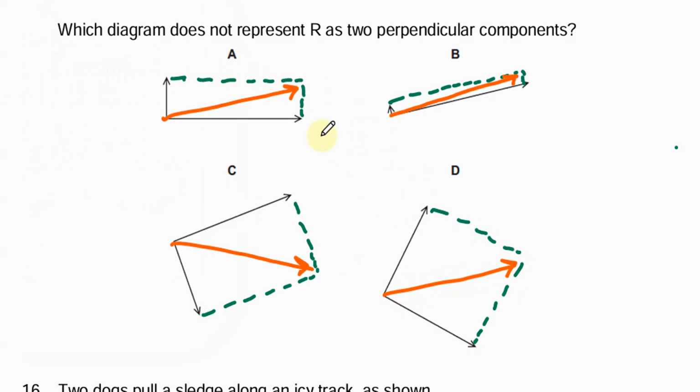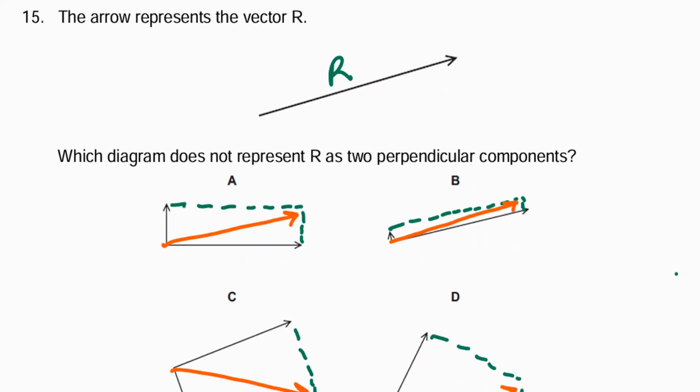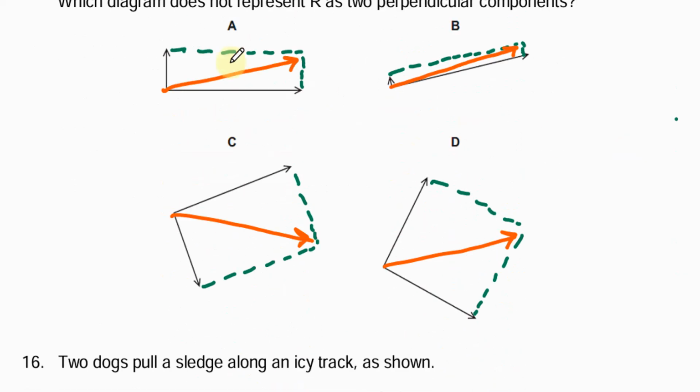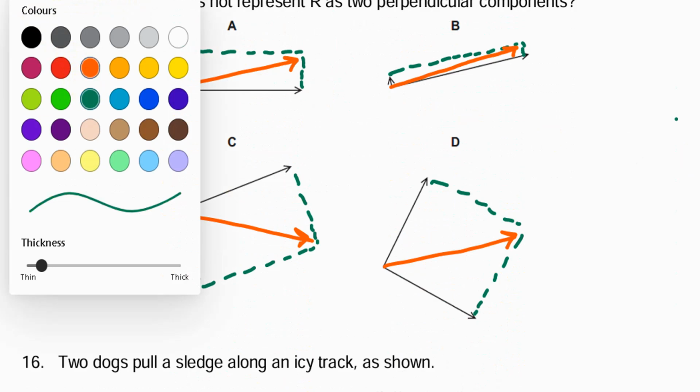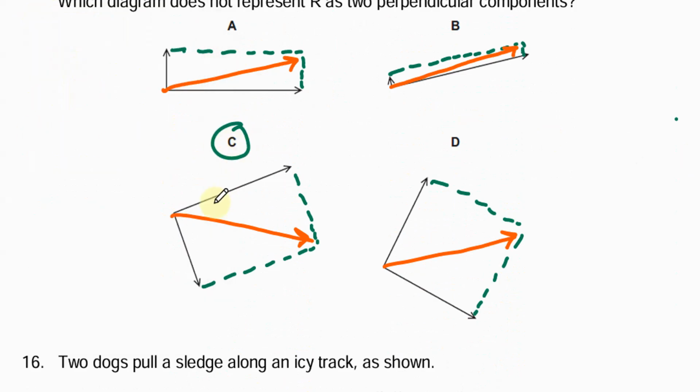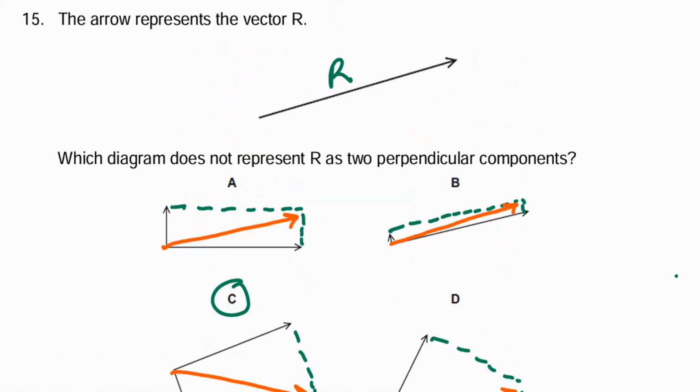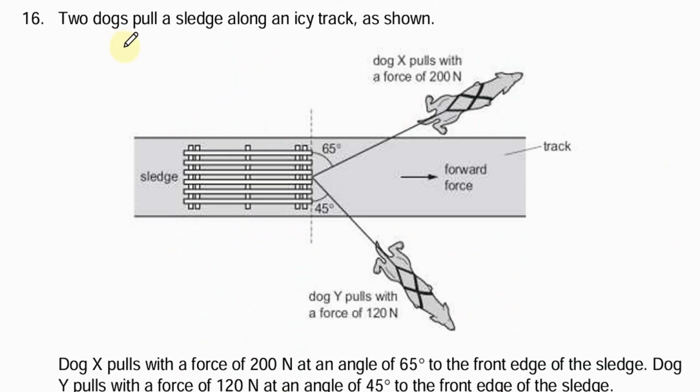So, which vector here does not look like the vector R? And of course the answer here is C. You can see that C is in a completely different direction to the vector R. Let's look at question 16.